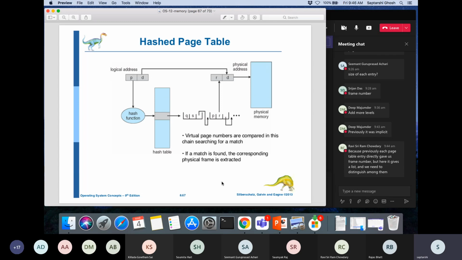Okay, so this is simpler. As in, we do not need multiple levels of page table and all those things. This is just a page table implemented as a hash table. The only thing is, you need to store a linked list for every element, and because there are multiple frames mapped to the same hash table entry, you need to store the virtual page number in order to match with the logical address. Okay, so this is much simpler. Fine. So any questions here?